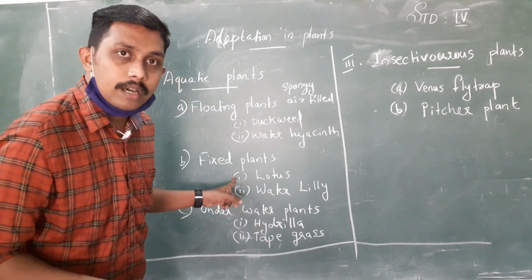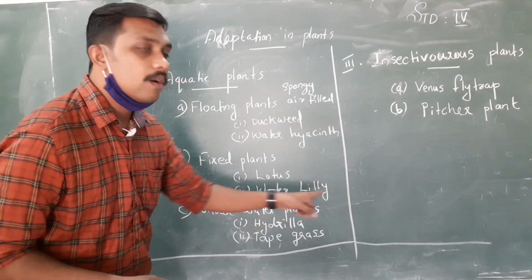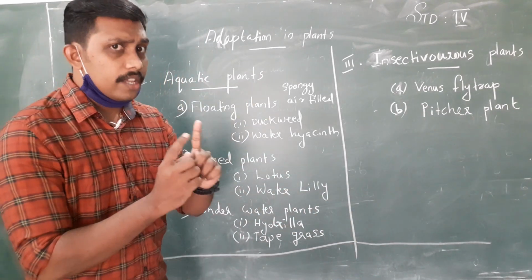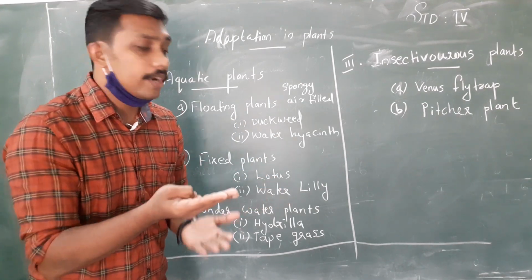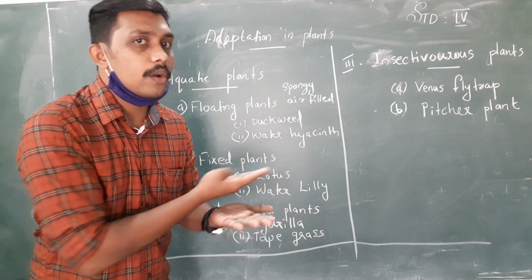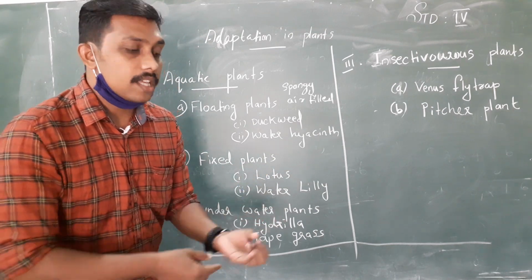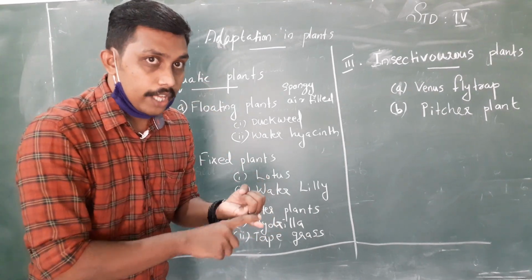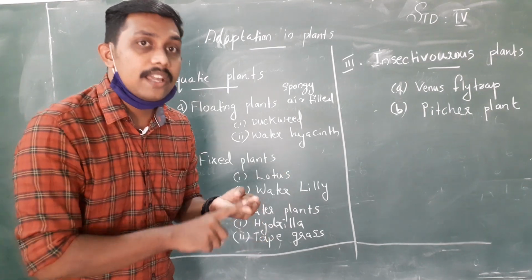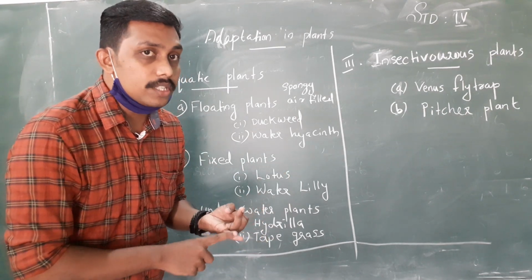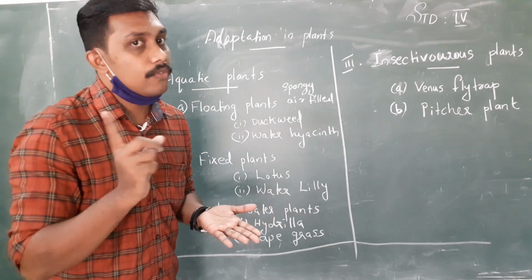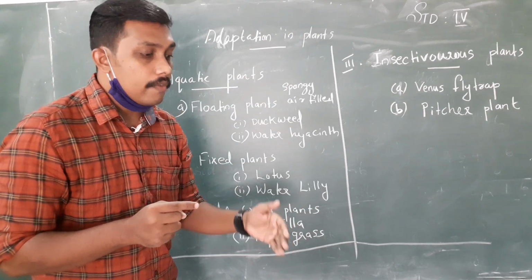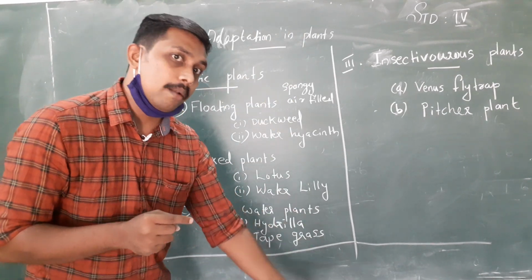Okay, there are two examples for fixed plants: lotus and water lily. In lotus plants and water lily, the leaves are also floating, because their leaves are flat and broad. Their leaves are floating on the surface. They also have a long stem which is fixed to the bottom with the help of the root.